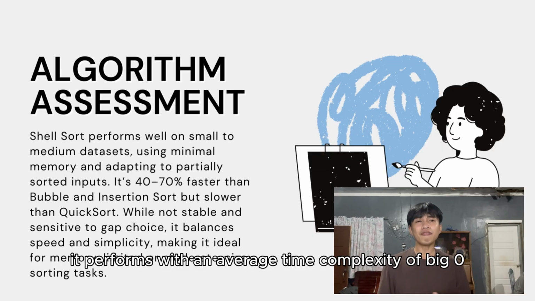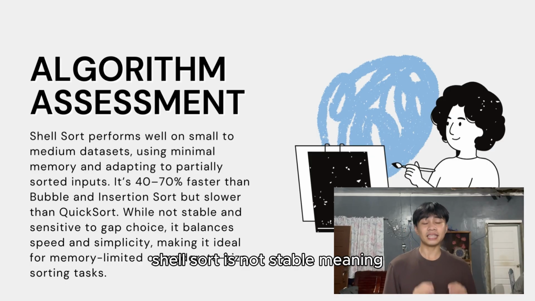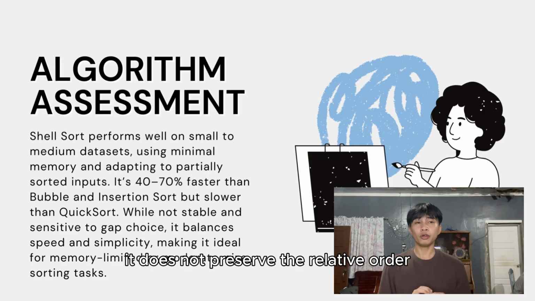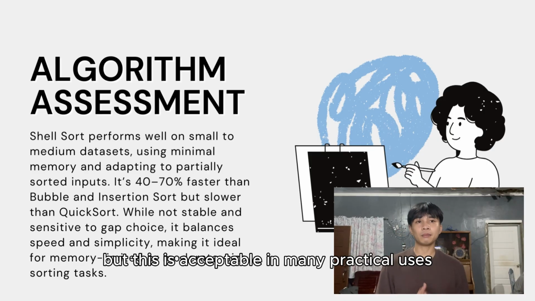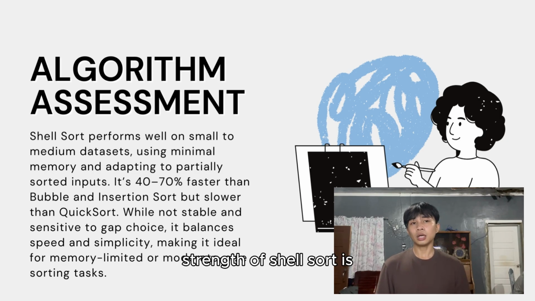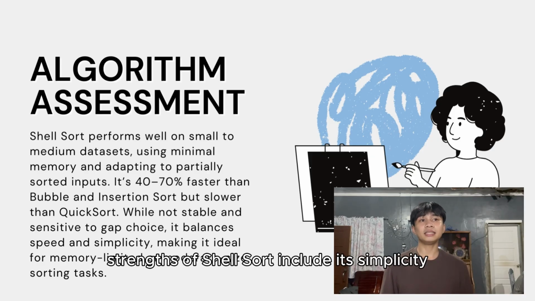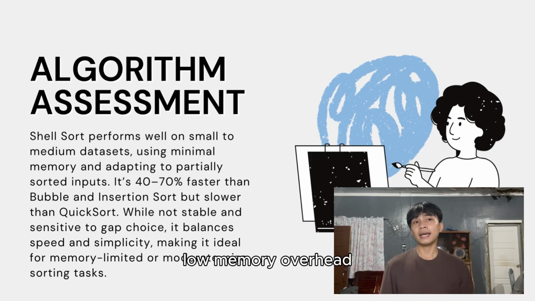It performs with an average time complexity of O(n log squared n), depending on the gap sequence used. Shell sort is not stable, meaning it does not preserve the relative order of equal elements, but this is acceptable in many practical use cases where stability is not required. Strengths of shell sort include its simplicity, low memory overhead, and improved speed over elementary algorithms like bubble sort.